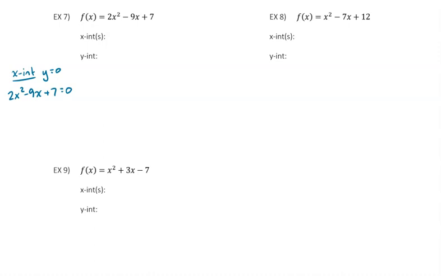Again, we can go ahead and factor this time. So we have a, c, and b. A times c is 14, b is negative 9. So we're looking for two numbers that multiply to positive 14 and add to negative 9. So those would be negative 2 and negative 7. So I'm going to go ahead and split b with that. So 2x squared minus 2x minus 7x plus 7 equals 0, and then we can group it.